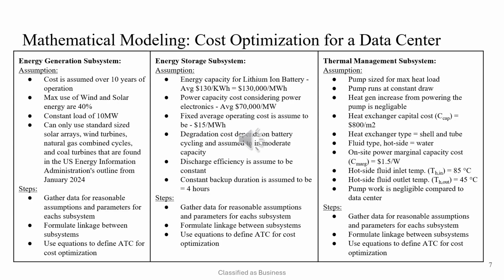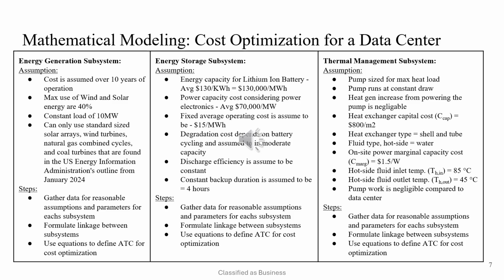This slide summarizes the key assumptions and modeling approach for our 3 subsystems. For energy generation, we assume a constant 10 megawatt load and limit renewable energy to 40%. Costs are evaluated over a 10-year period using standard generational technologies. For energy storage, we model a lithium-ion battery system where the cost depends on energy capacity, power capacity, and degradation. We also assume a fixed backup duration of 4 hours and constant discharge efficiency.